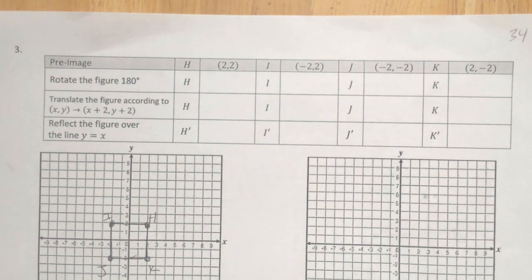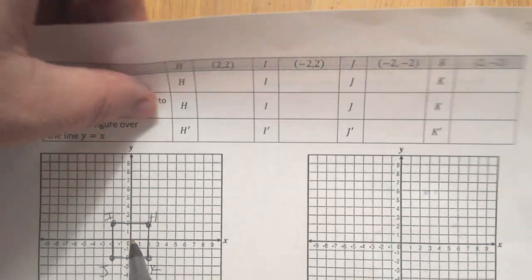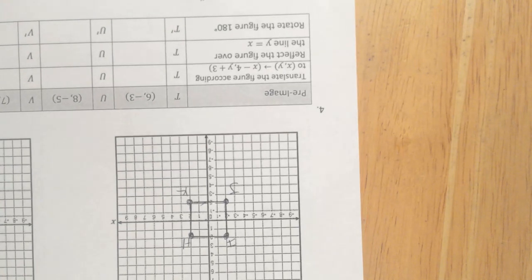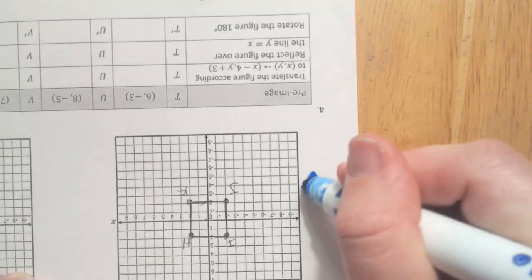Okay, so let's do each thing. The first thing they said was to rotate this 180 degrees. So take our pen, put it in the center, and rotate 180 degrees. So this is our new up. This is going to be our up from now on.